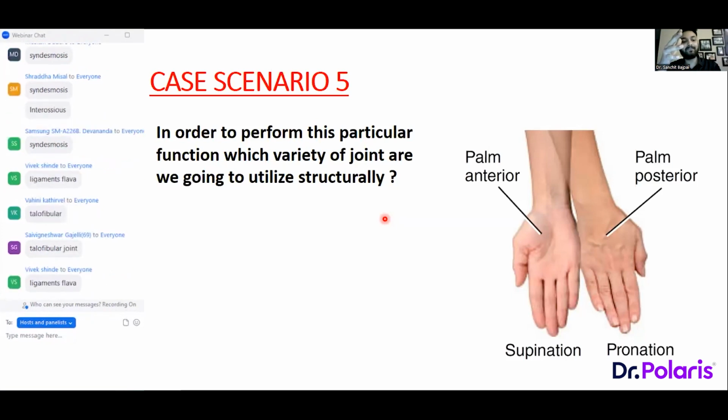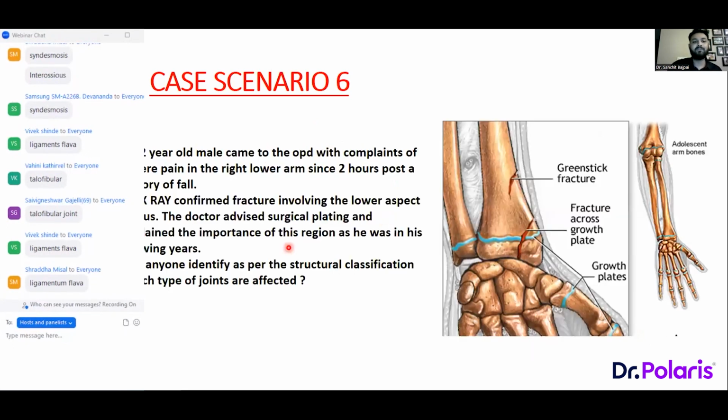Yes, Vivek says ligamentum flavum. That is the right answer. Ligamentum flavum is also this kind of joint. Then Vahini says tibiofibular. Correct. So we have got all four answers on the table. This is what syndesmosis is all about. It's either a ligament or a membrane bridging two bones. Simple. That's called syndesmosis. So, done with scenario number 5. We'll move on to scenario number 6.